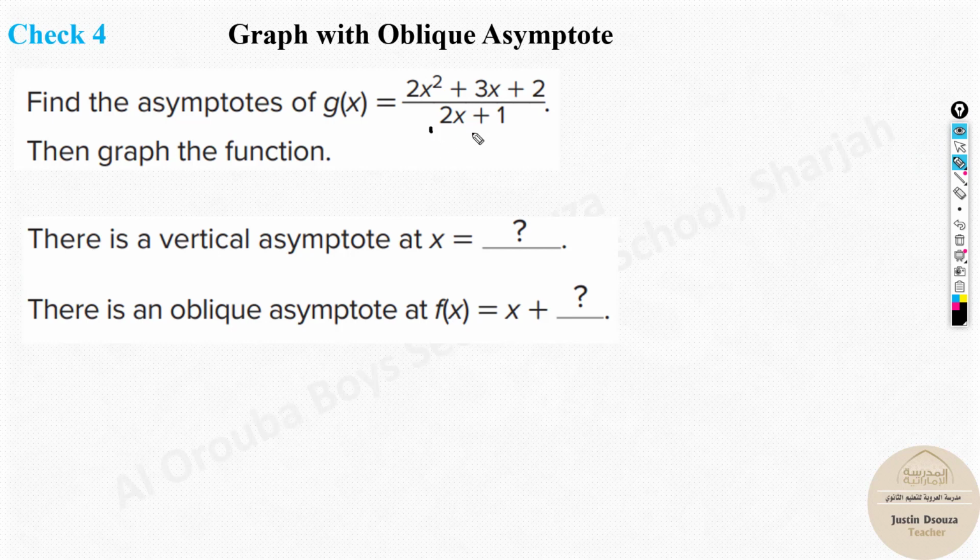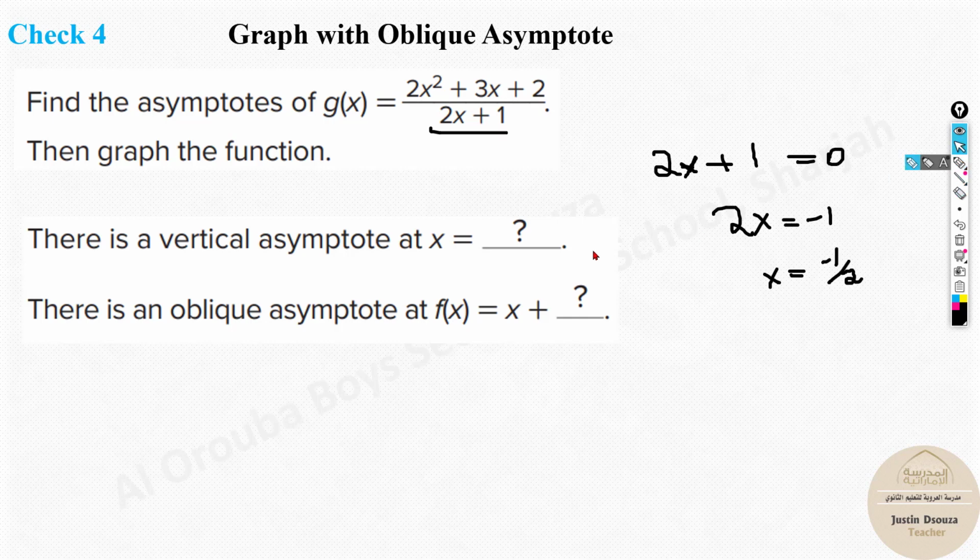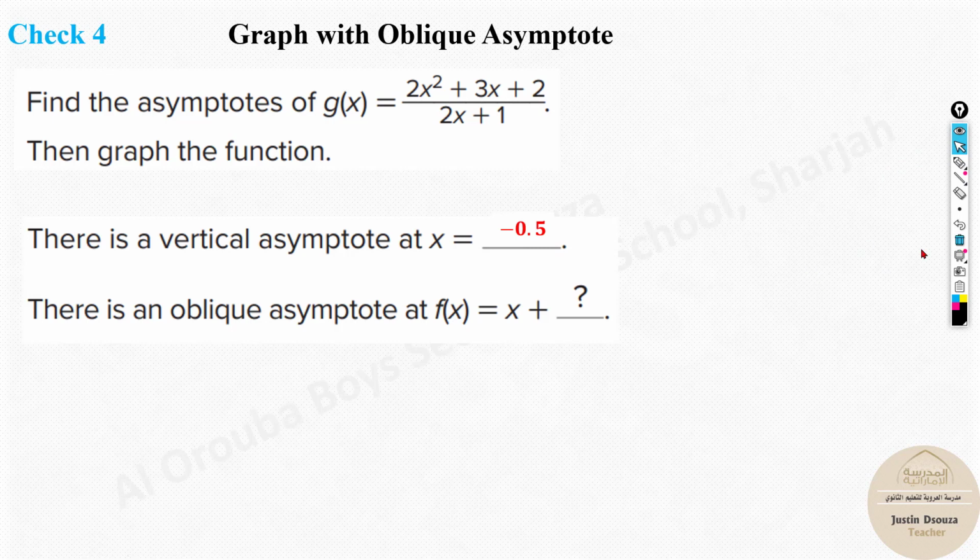What is the vertical asymptote? It is 2x plus 1 equal to 0. Take this 1 to the other side, it will be 2x equals negative 1, x equals negative half. So the first answer is negative half or negative 0.5. It's the same thing. What about the oblique asymptote?